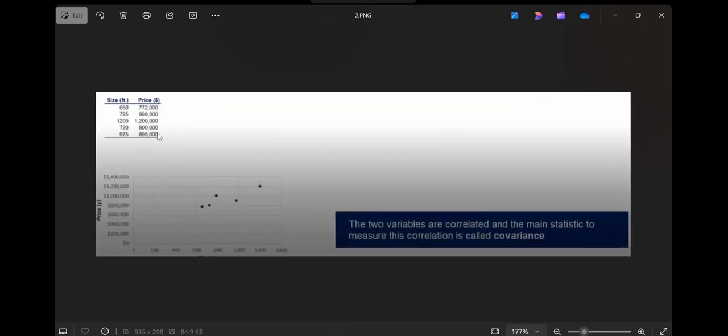The two variables are correlated. House size and house price, square feet and price, are they correlated or not? Square feet of the house and price of the house, guys. If in Hyderabad 100 square feet is 1 CR, 200 square feet is 2 CR, 300 square feet is 3 CR. Am I correct or not? So now both variables move together. The two variables are correlated, and the main statistic to measure this correlation is called covariance.